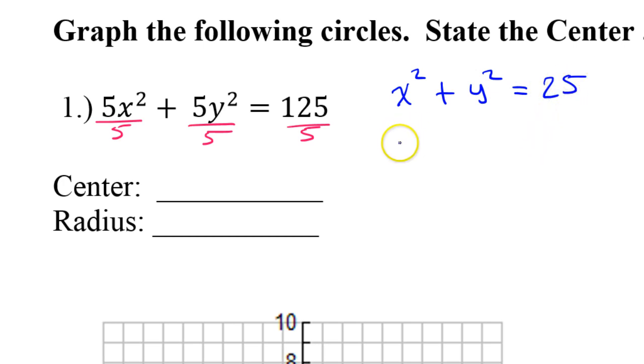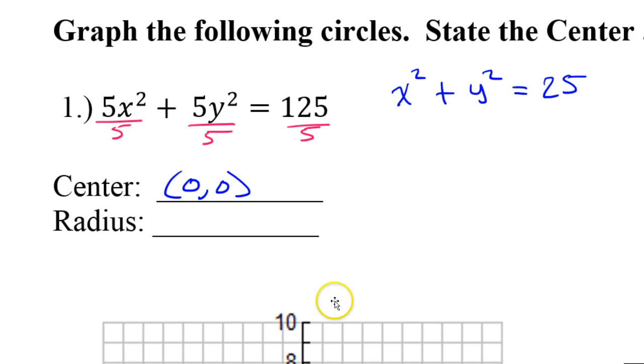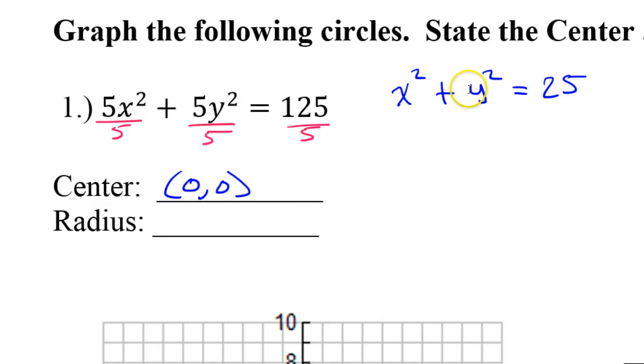Okay, now this tells me that the center must be 0, 0. Again, remember the formula for the circle is x minus h squared and then y minus k squared. The h and the k, that's the center. But if all I have is x squared and y squared, that must mean h and k were 0. That's why you're not seeing an h and k showing up in the equation. So if you just see x squared and y squared, you know the center is 0, 0.